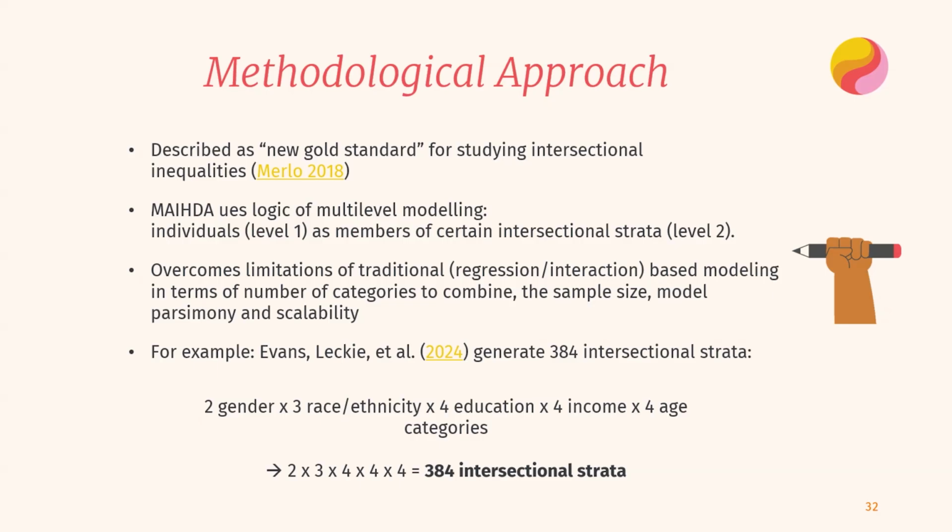To give you an example, in this tutorial by Evans and Leckie in this publication, they generated 384 intersectional strata. By combining 2 categories for gender, 3 for race, ethnicity, 4 educational categories, 4 for income, and 4 for age, you get 384 intersectional strata, and you want to understand which of these combinations is affecting a certain outcome more severely than others. Okay, next slide, please.